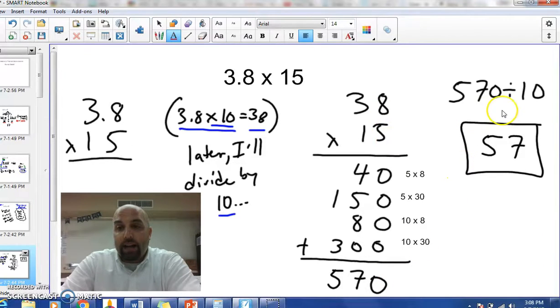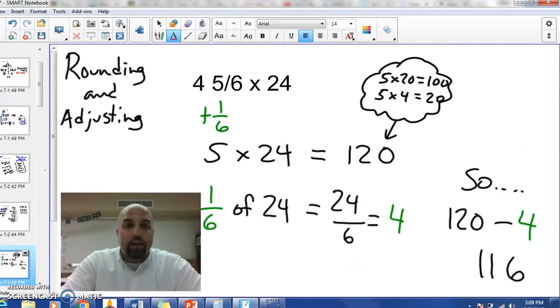But now I've got to remember that I said later I was going to go and divide. So I'm going to go back and divide 570 by 10, and that's going to give me the same answer of 57. Okay, so again, I hope with decimal multiplication that you have some strategies that work, but that also you're never losing sight of place value.